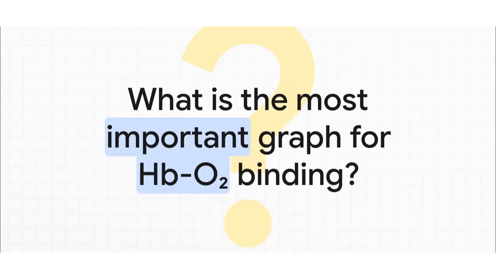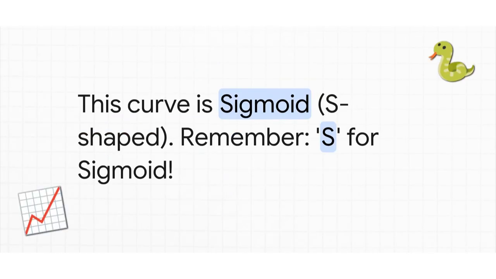सोच के बताओ, when it comes to oxygen transport, what is the single most important graph? The one that shows up in NEET as a direct question. Come on, you know this. You got it? It's the oxygen dissociation curve. Yes, the answer is the oxygen dissociation curve, which has a very specific, very famous shape. It's a sigmoid or S-shaped curve.